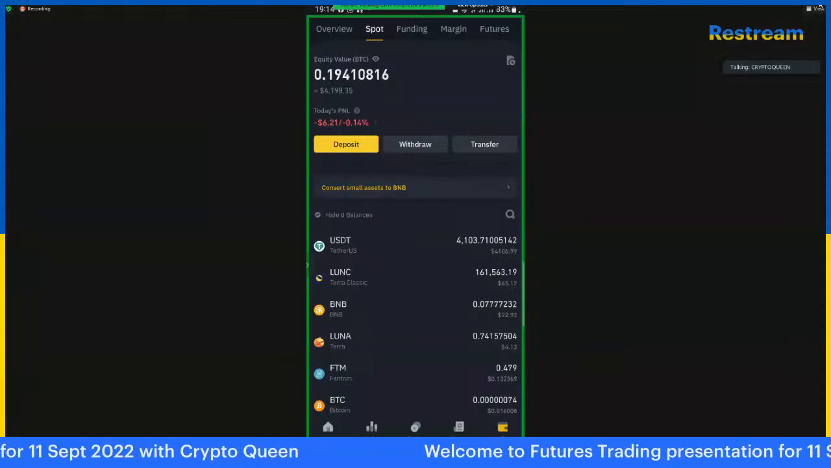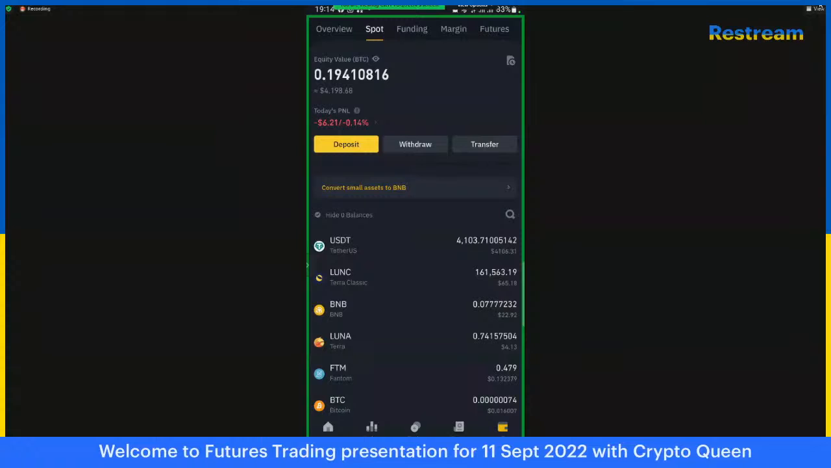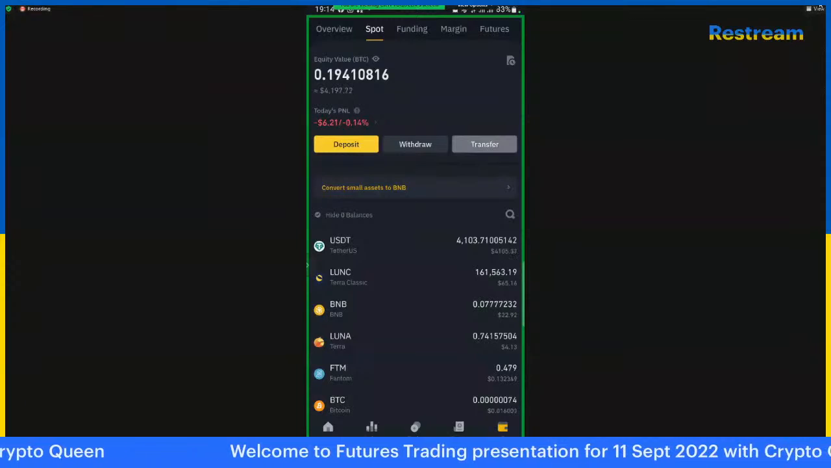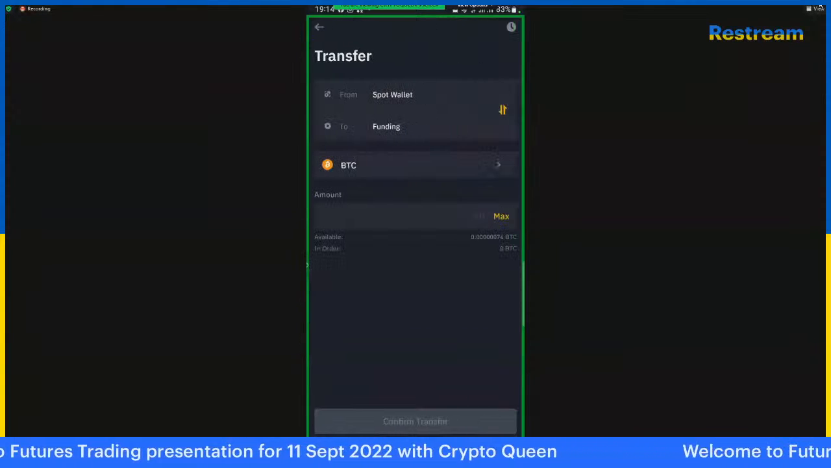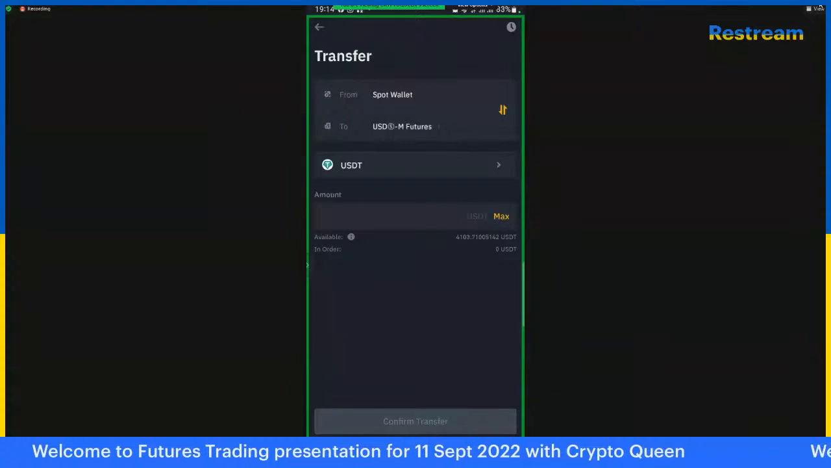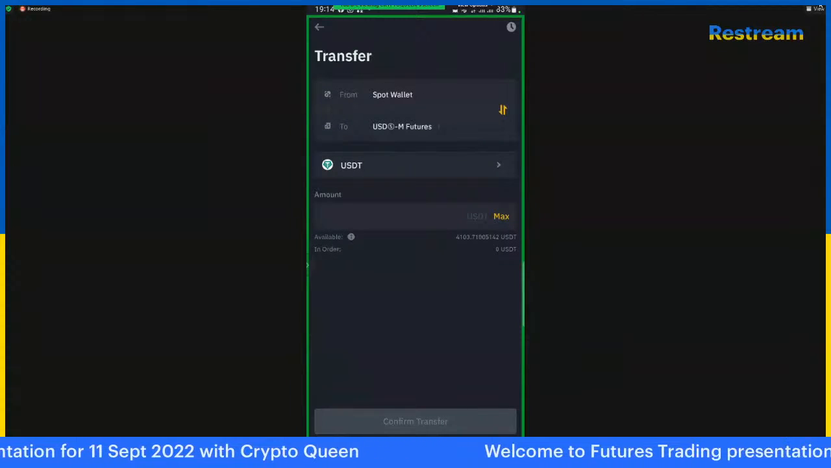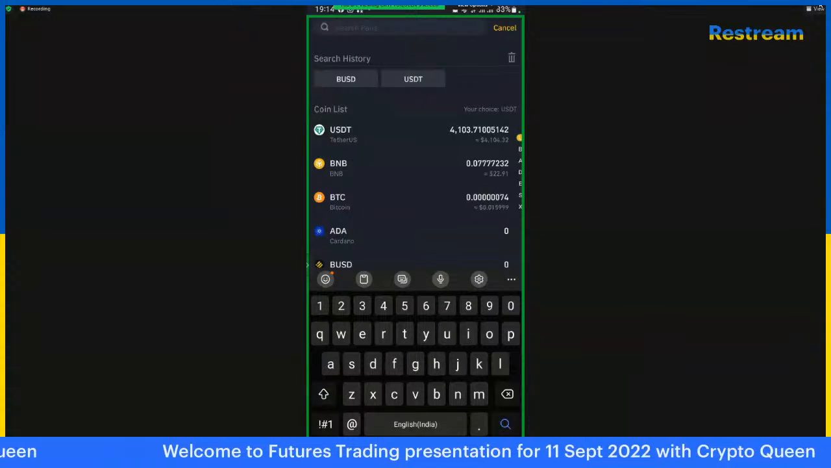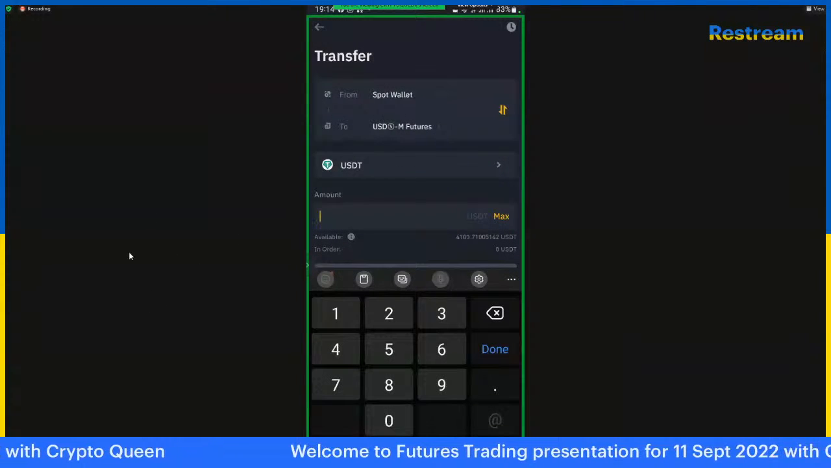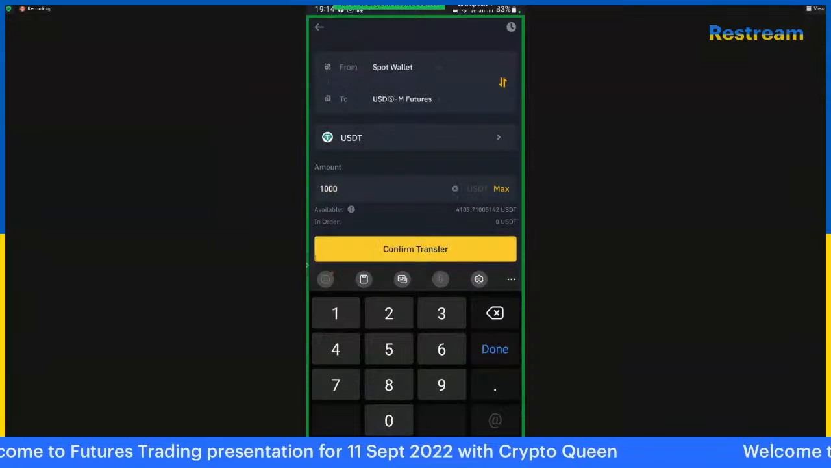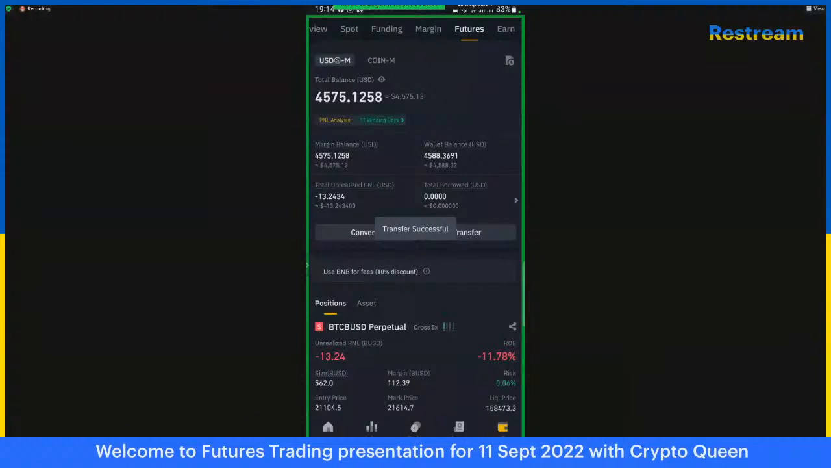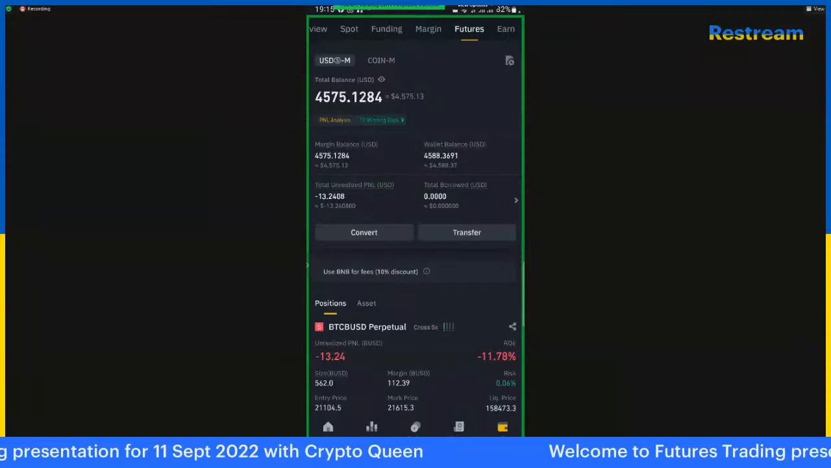Once you activate your futures, the next is to use the transfer button here to transfer money from your spot wallet. Sorry, you go to your futures, not here, click wallet to USD-M futures, either BUSD or USDT. When you select USDT, transfer the volume you want to. For example, I want to send $1,000 here. So you click on transfer. Although what I have here is BUSD. So here I have USDT, I have BUSD.